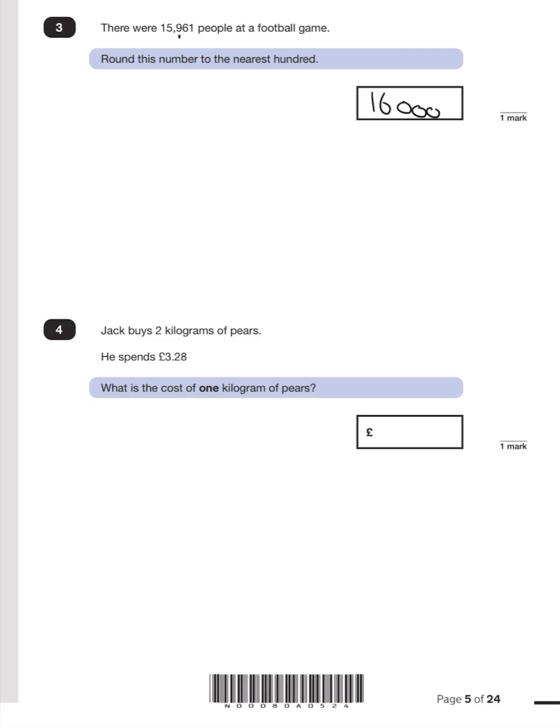Number 4. Jack buys 2 kilograms of pears. He spends £3.28. What is the cost of 1 kilogram of pears? So 2 kilograms is £3.28. We need to divide it by 2. So we do 3.28 divided by 2. There's 1 in that, and then there's a decimal point with the 1 remainder. 2 goes into 12 6 times and into 8 4 times. So that must be £1.64.